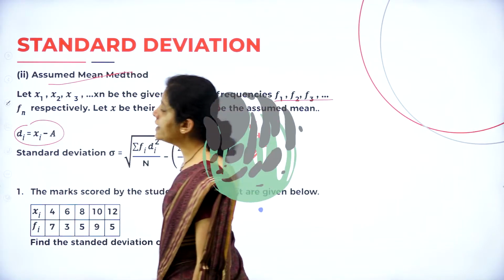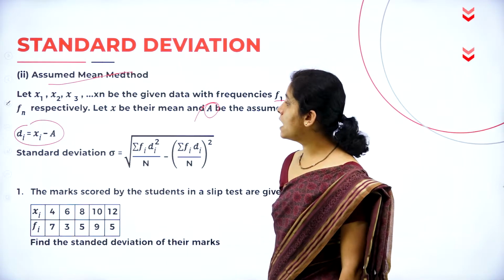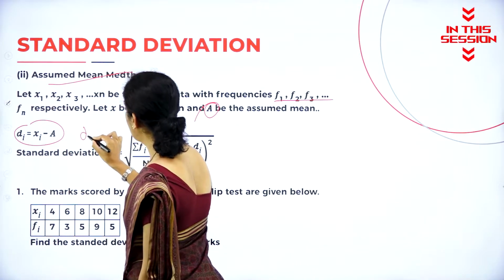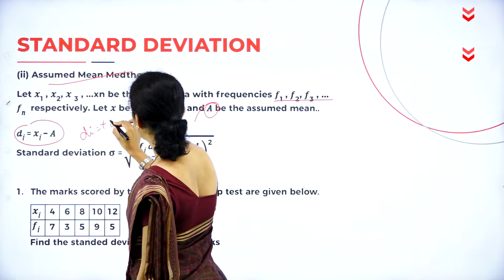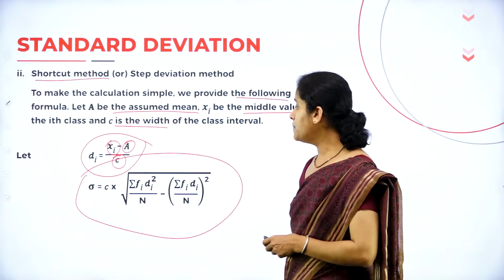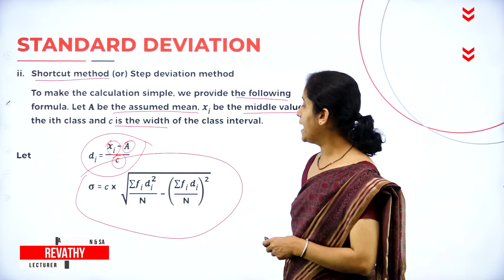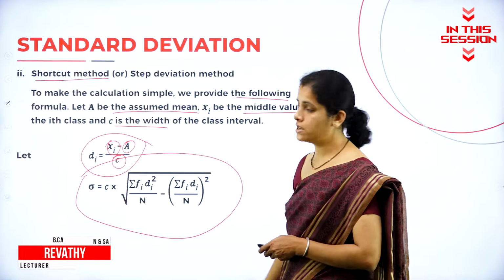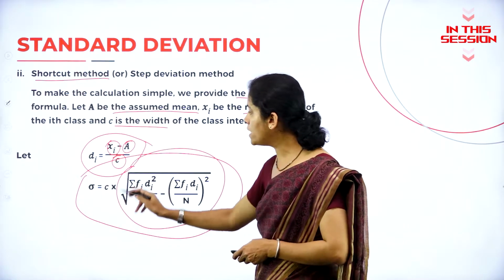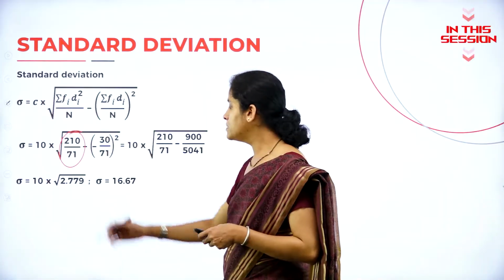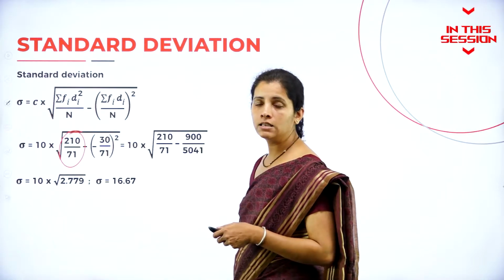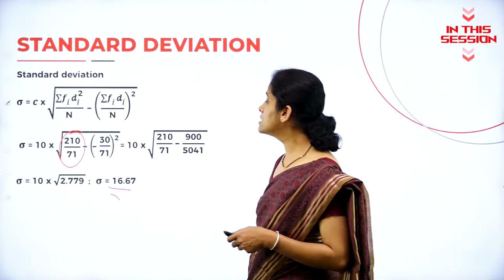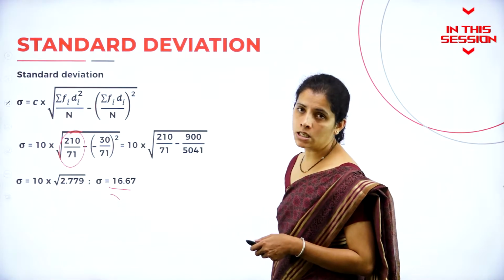What is di? Di is nothing but xi minus a. Instead of mean method, I'm having di equal to xi minus a. Sigma fi di by n divided by 2 and multiplied by c. So I'm going to multiply the whole value with c. After simplifying that one, I'm going to get the answer. That's nothing but the standard deviation sigma equal to 16.67.